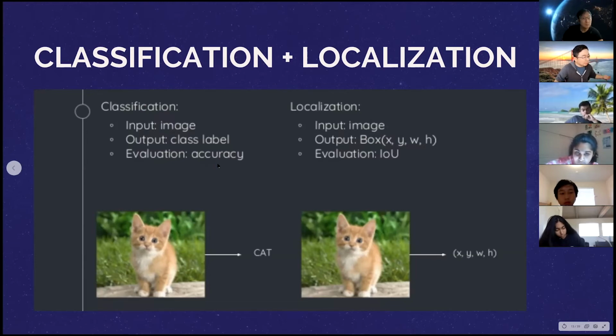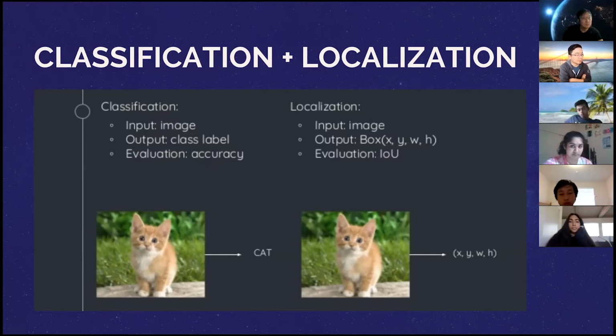Evaluation-wise, for classification, we use accuracy. Anybody remember what accuracy is? The percentage of what you got right over the total. Exactly, right? The percentage of what you got right, divided by the total. Yes, great job. And then for the localization, the evaluation is IOU. Do you guys know what IOU is? Isn't that intersection? That's right, intersection over union.